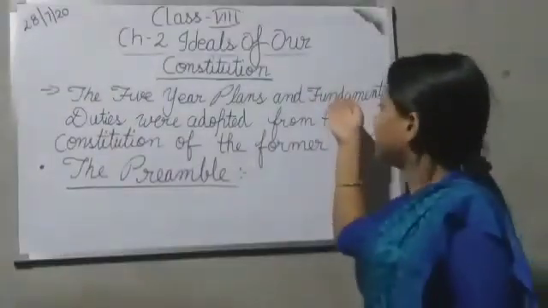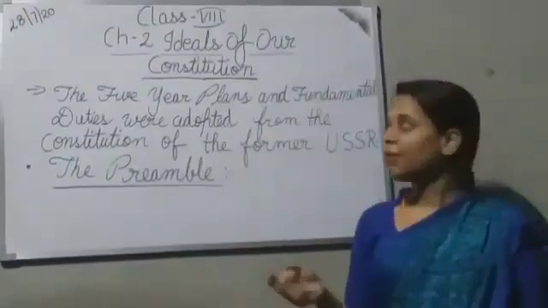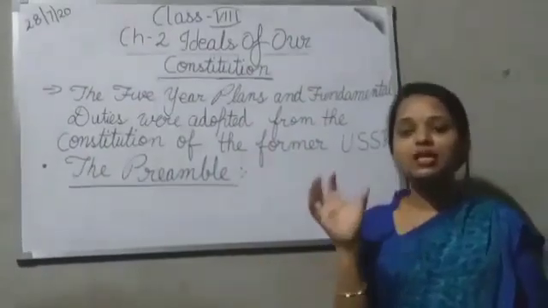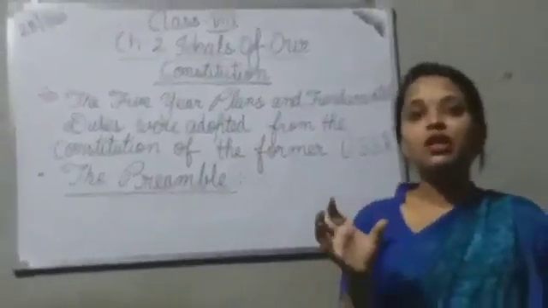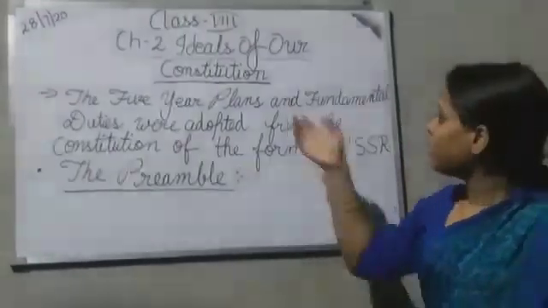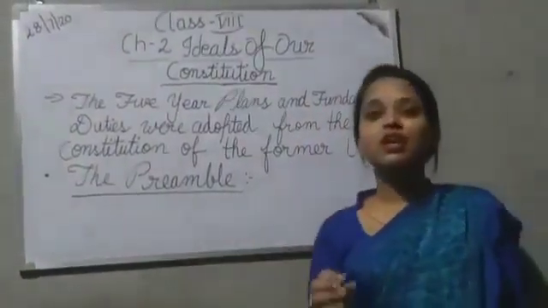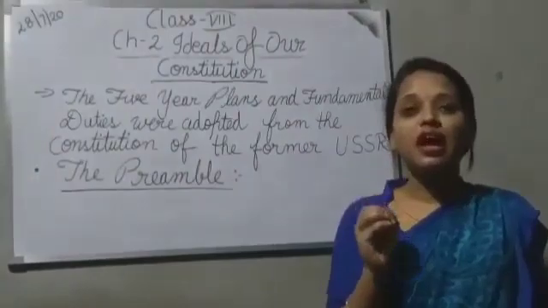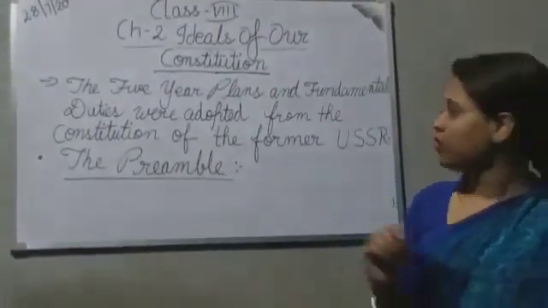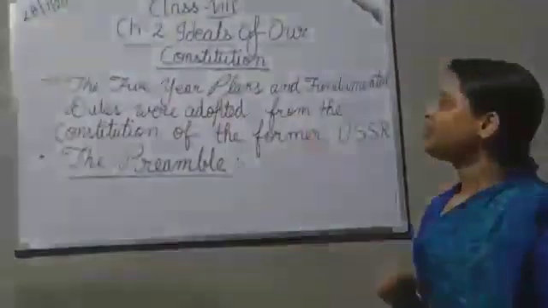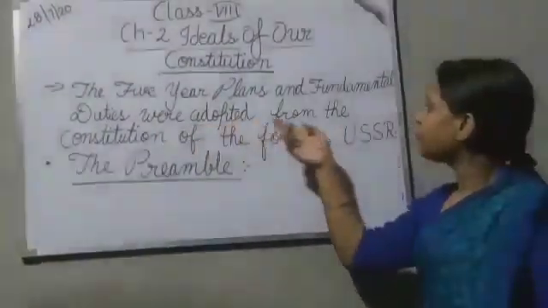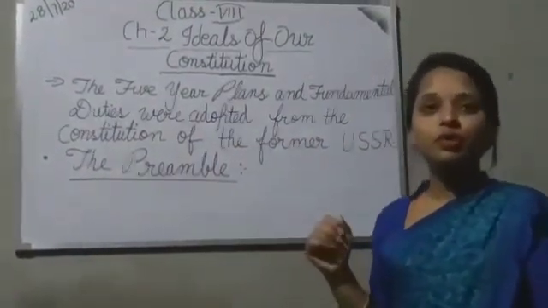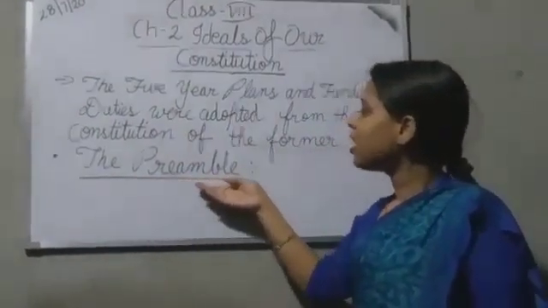Now coming to the fundamental duties, you must be thinking I have discussed the 5-year plan. With the 5-year plan we are all aware of the scheme which has all the things and elements that have to be done in the 5-year duration. But when we talk about fundamental duties, we discuss the things that a responsible citizen of a country is supposed to do. So the 5-year plan and the fundamental duties features were adopted from the Constitution of the former USSR. Now we will move towards the next topic, that is the preamble.